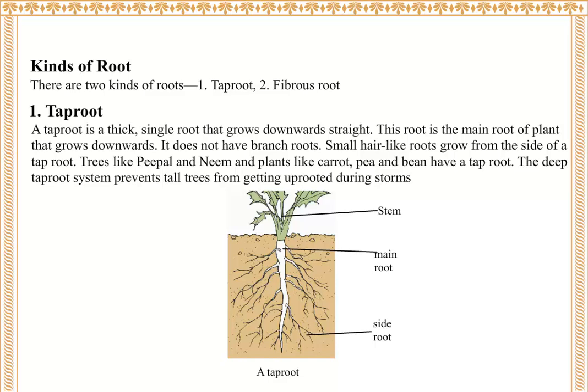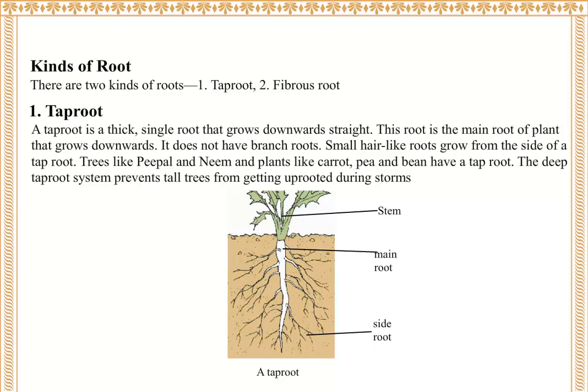Kinds of roots. There are two kinds of roots. 1. Taproot. 2. Fibrous root. 1. Taproot. A taproot is a thick, single root that grows downwards straight. This root is the main root of the plant that grows downwards. It does not have branch roots. Small hair-like roots grow from the side of a taproot. Trees like peepal and neem and plants like carrot, pea and bean have a taproot. The deep taproot prevents tall trees from getting uprooted during storms.